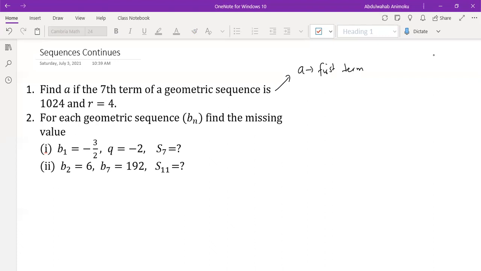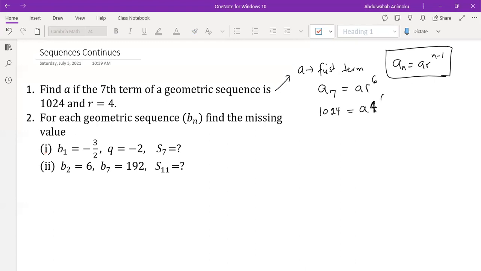Now we know that the seventh term is given. So in this, I will be using the notation A7. And don't forget, your An is A r raised to power n minus 1. So we'll be using An in this particular one instead of Bn. And A7 would be A r raised to power what? 7 minus 1, which is 6. And we know that A7 is 1024, and A is what we're looking for. And we know that the common ratio is 4, raised to power 6.